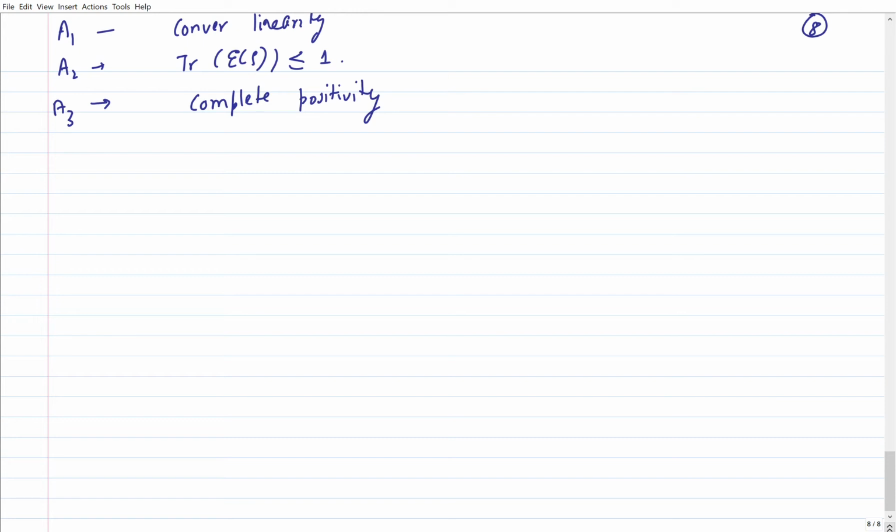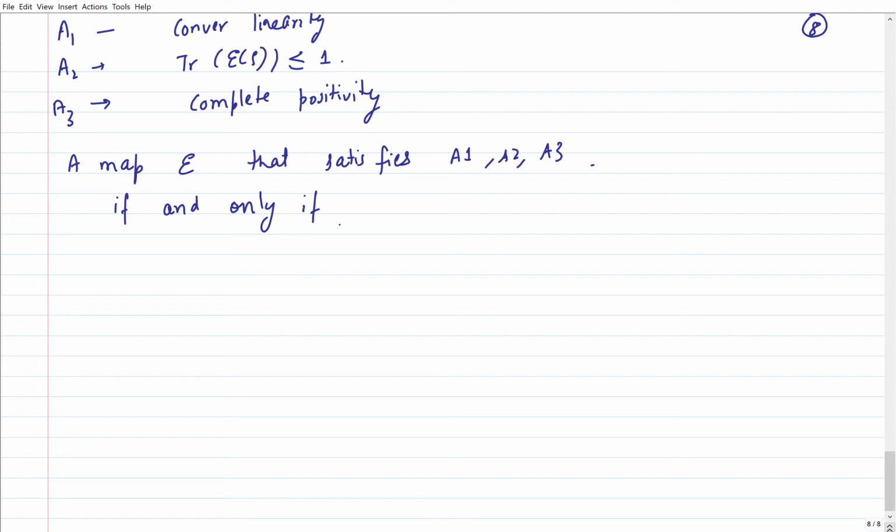We come up with the theorem: a map that satisfies A1, A2, A3 if and only if, you can guess what, it has an operator sum representation. So that's how we prove the equivalence of operator sum representation to the axiomatic way we have defined a quantum operation. And since we already know that the operator sum representation is equivalent to taking into account the system-environment interactions, all three of them are equivalent. So just write it down.